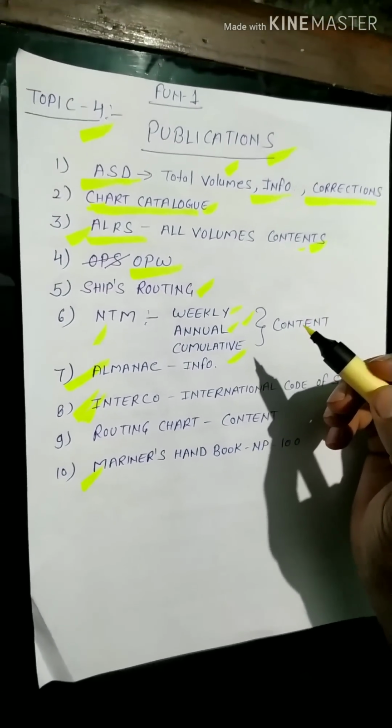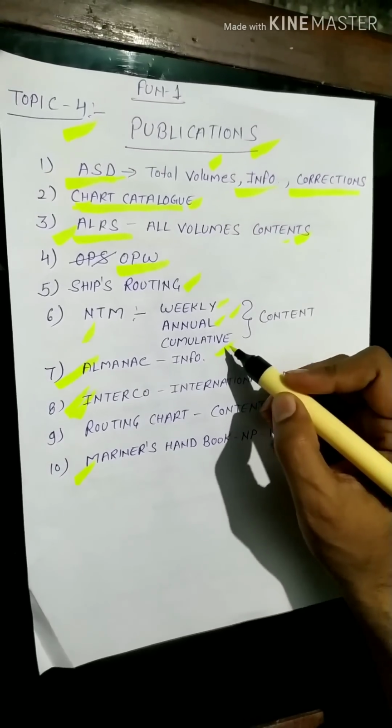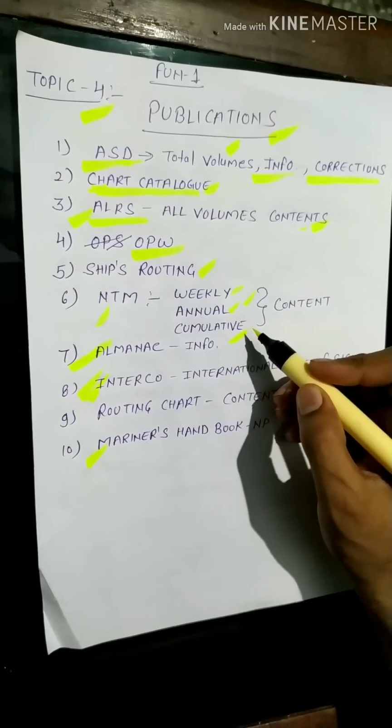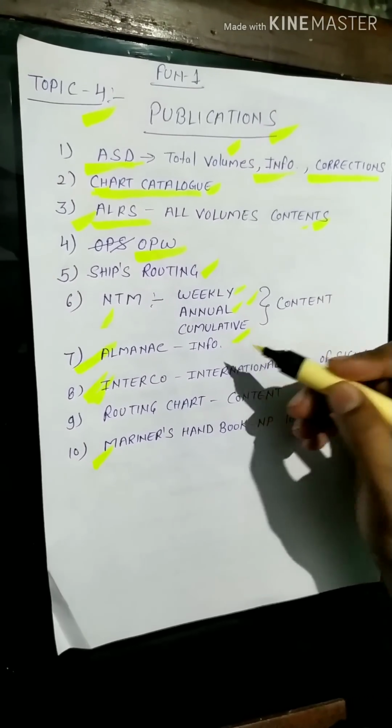Next one is the annual notice to mariner, it contains 2 parts, that you have to learn what all information these 2 parts contain. Next one is the cumulative notice to mariner, that you have to learn what all information it has, the cumulative notice to mariner, and when it comes.